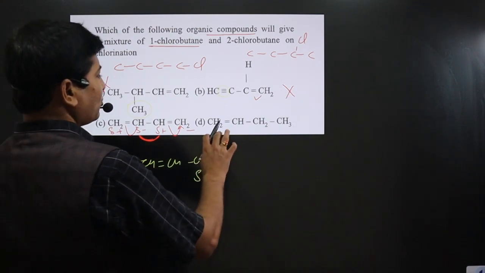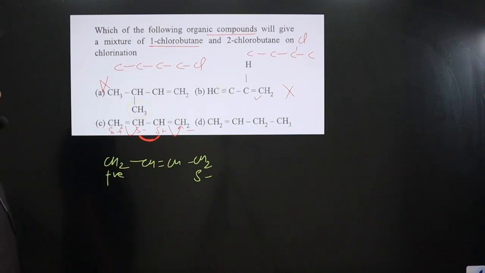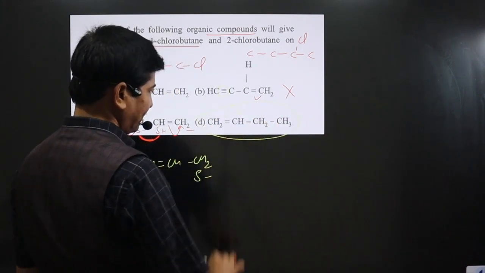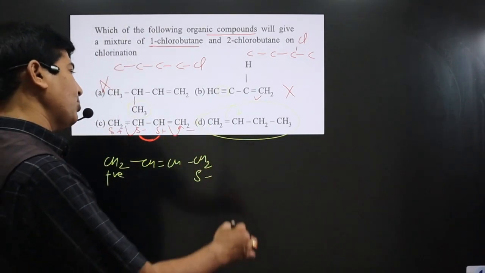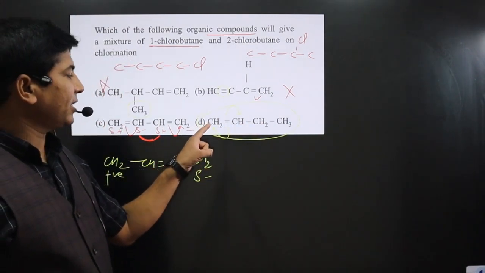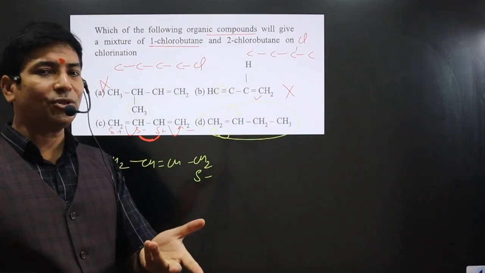In the last option we have CH2 double bond CH. Then you can see only one double bond is there. So either you can break this bond this side, in which case Cl will attach here, or if you break this bond the other side, then Cl will attach here. If Cl is attaching here one time, we get 1-chlorobutane, because the rest of the carbon chain is saturated.